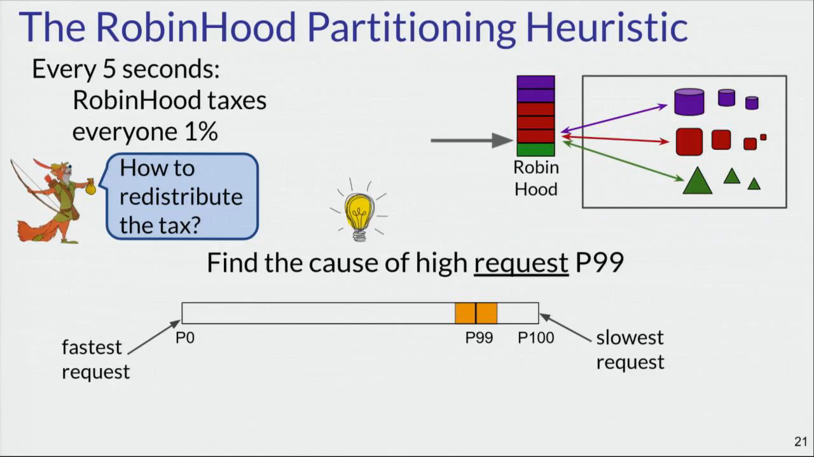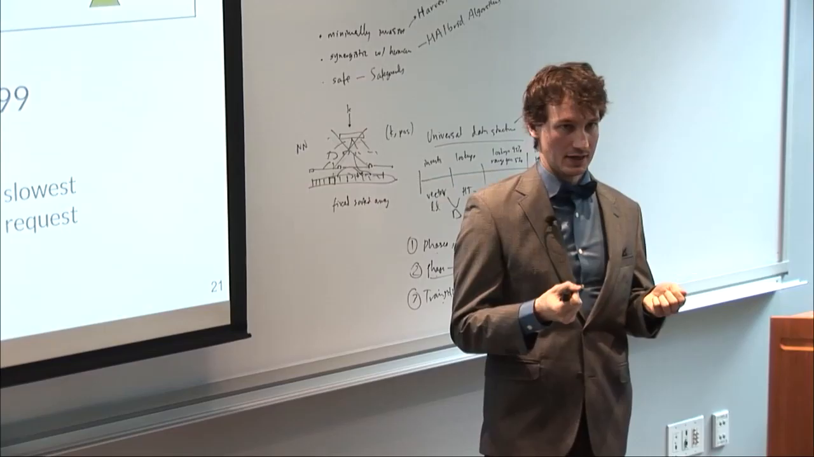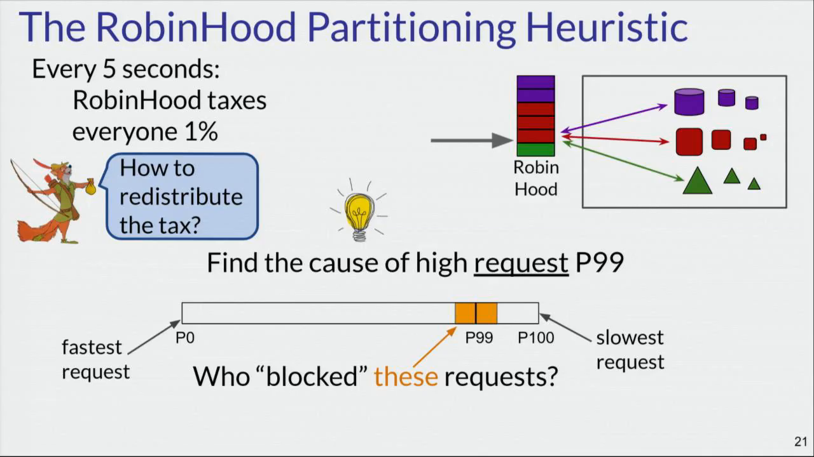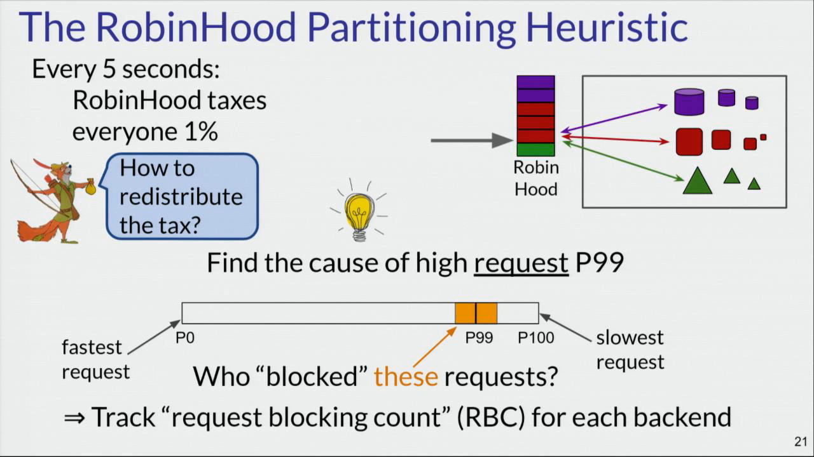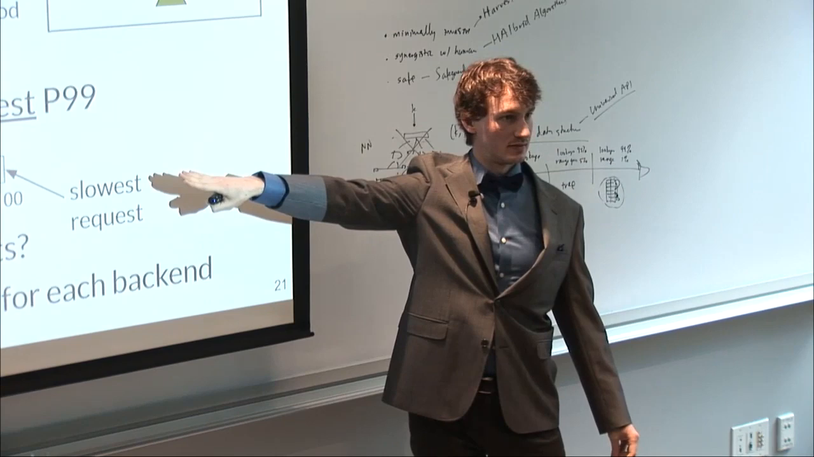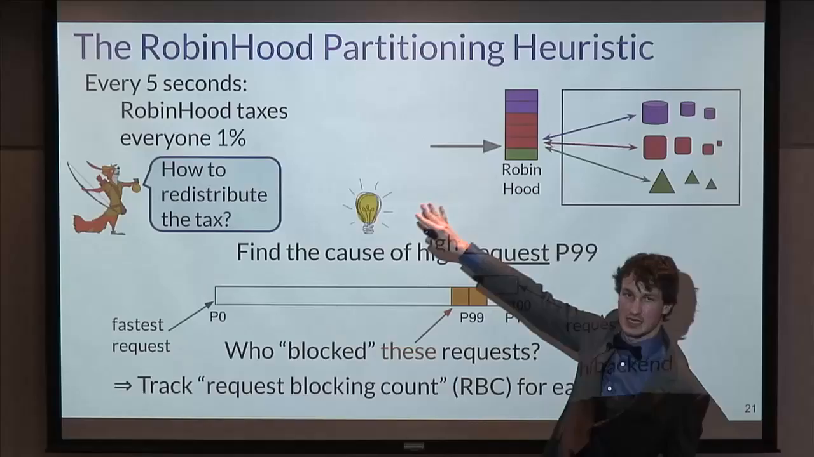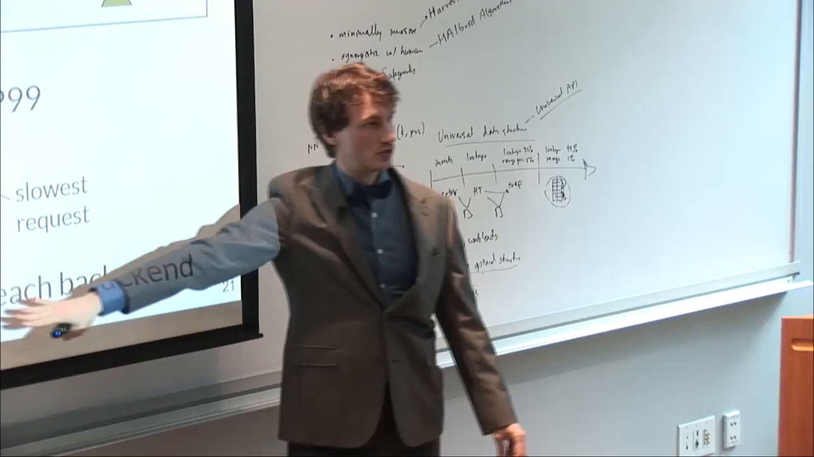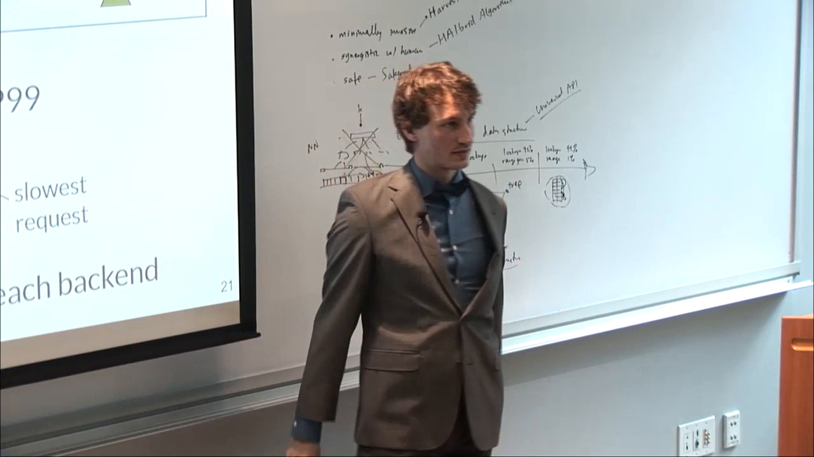So what we do instead is we look at a neighborhood around the P99 to figure out which requests are most likely to affect the P99. For all of these, we again ask the question, who blocked these requests? That way, we compute what we call the request blocking count, the RBC, where for each backend, we figure out how often you blocked, how often you were the slowest query in one of those P99 neighbor requests. And then we allocate in proportion to that distribution. So we take away 1% of the cache and reallocate in proportion to that distribution every 5 seconds. Does that idea make sense so far?